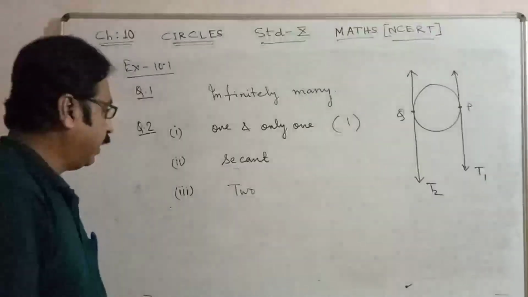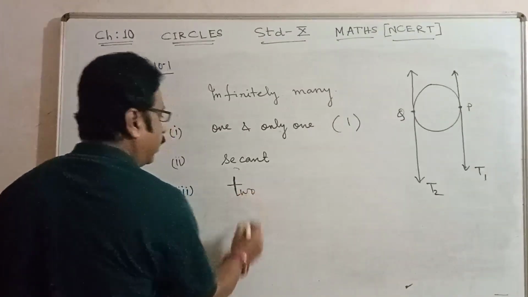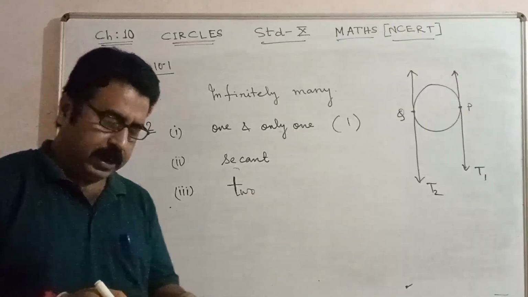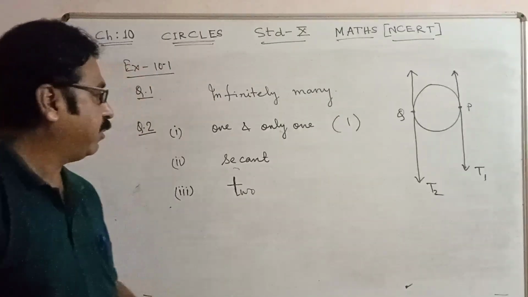A circle can have two parallel tangents at the most. Maximum 2 we can get.